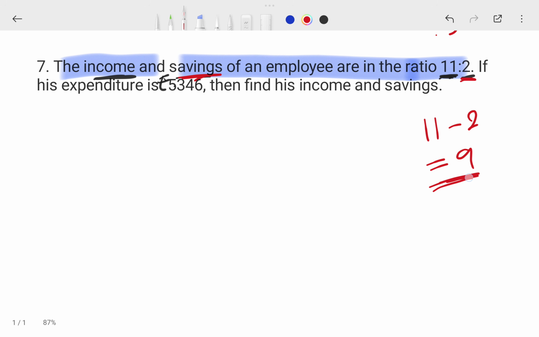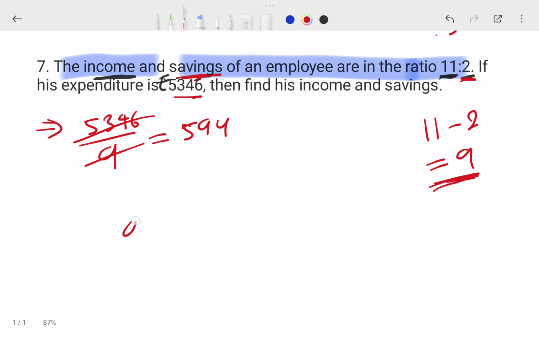Now we have to take this 9 and divide it with this one. So how much is given here? 5, 3, 4 and 6. Now divide with this. So this is 9, right? If you divide, how much is it going to be? It's going to be 594. How? This is 9, this is 5, 3, 4, 6. If 5 times, it's going to be 45. It's going to be cancelled.